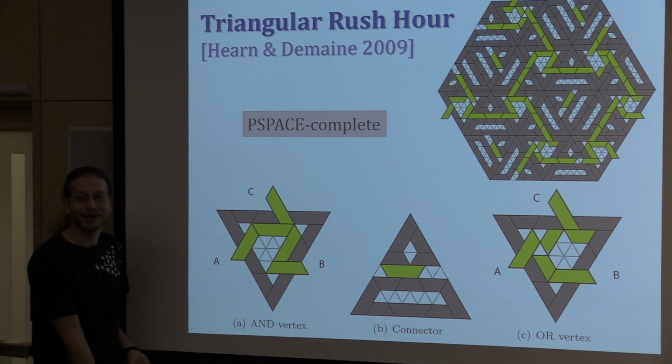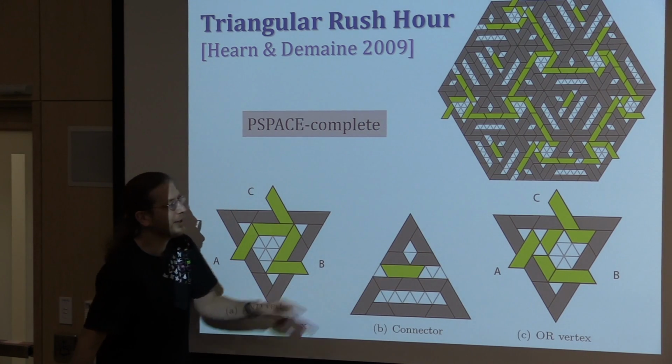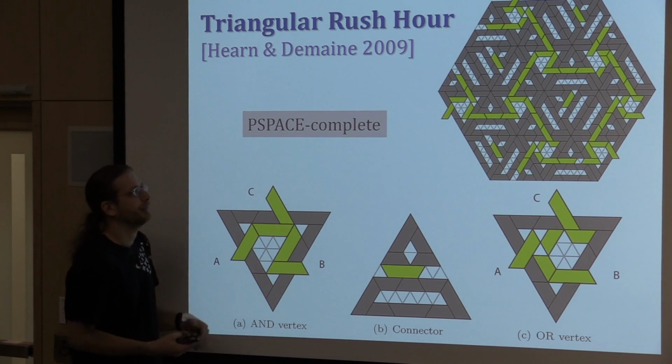Triangular Rush Hour, you can do that too. Again, there's an AND gate and an OR gate. Here we had to build a straight, but then everything fits together.